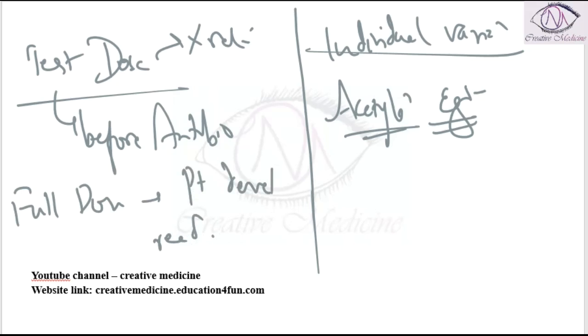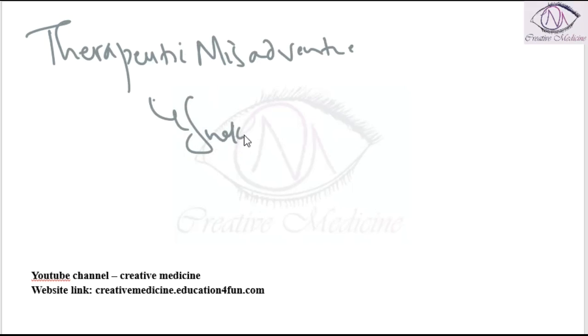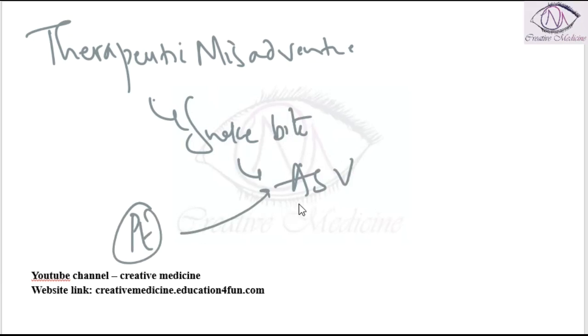Sixth, therapeutic misadventure. In therapeutic misadventure, for example, if there is a case of snake bite by a poisonous snake, the treatment of snake bite is anti-snake venom. The patient is given anti-snake venom. Then the patient develops reactions. Here there is no alternative.